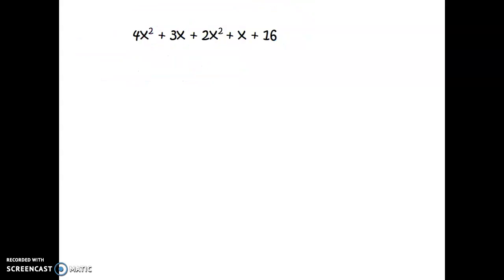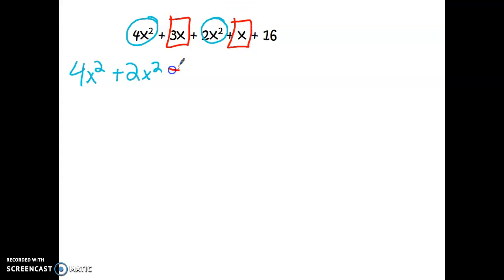Here's our next example. I've got 4x squared plus 3x plus 2x squared plus x plus 16. So I'm going to figure out which ones are alike. I've got 4x squared plus 2x squared. Then I have 3x and another x. And then I have plus 16 and nothing else to match up with it.